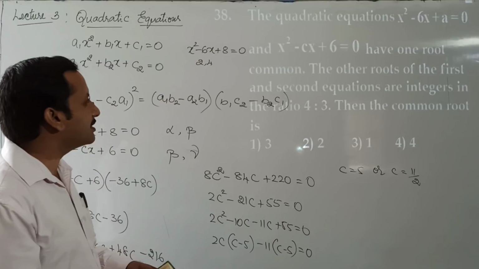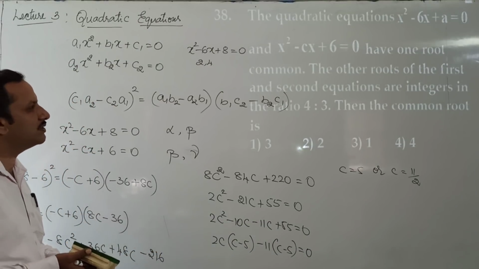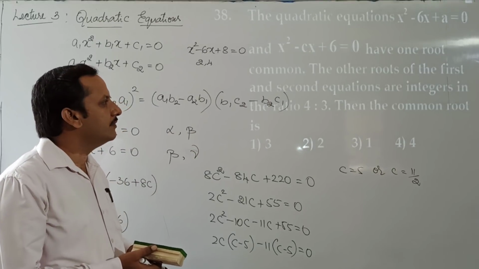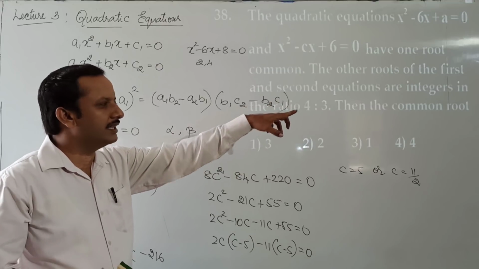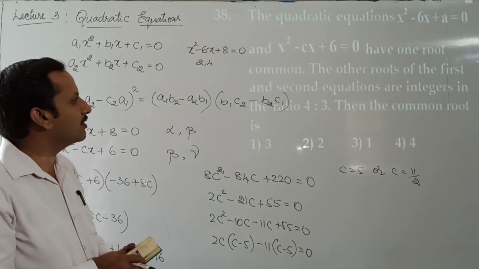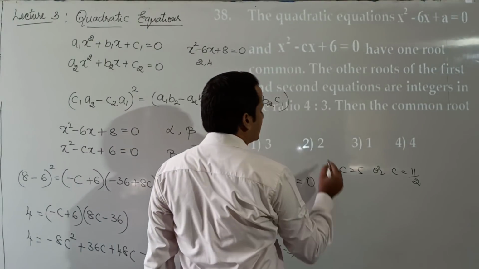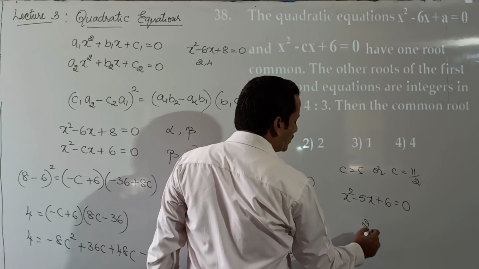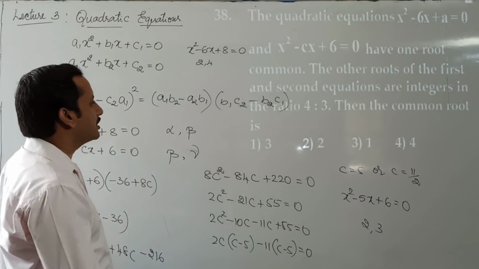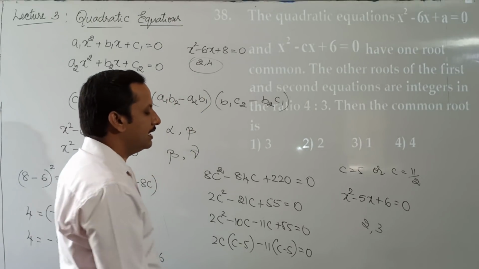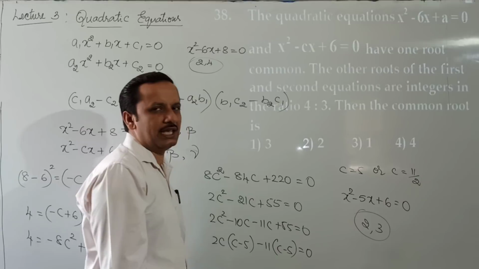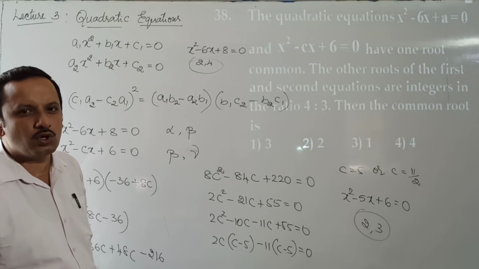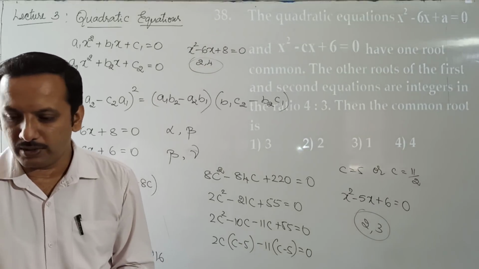Okay. So C must be equal to 5 only, cannot be 11 by 2, because if I put C as 11 by 2, then we will get the roots as non-integers. But given that the other two roots are integers, so C must be equal to 5. If I substitute here, I am getting x square minus 5x plus 6 equal to 0. The roots of this are 2 and 3. So first equation has 2 and 4 as the roots, and the second equation has 2 and 3 as the roots. Right? Therefore, what is the common root? 2 is the common. Okay?